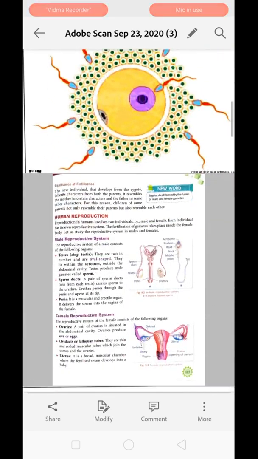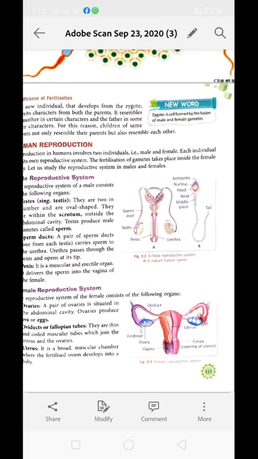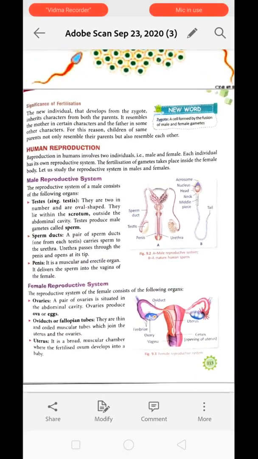Now, next is the significance of fertilization. The new individual that develops from the zygote inherits the characters from both of its parents. It resembles 50% from the mother's side and has 50% characteristics from the father's side. Both of them get combined. The characters from the mother and the characters from the father combine and produce a new young one which has a unique character, a mixture of characters from the mother and father side.